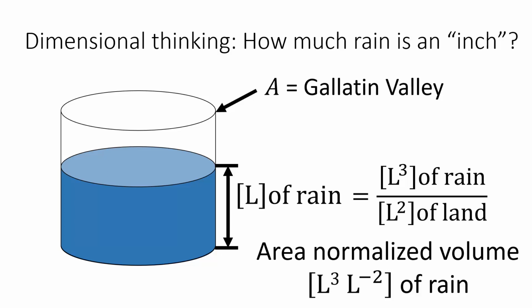You could think of this in terms of the units as well. When you say you have an inch of rain, that means you're talking about a cubic inch of water per every square inch of the land surface.